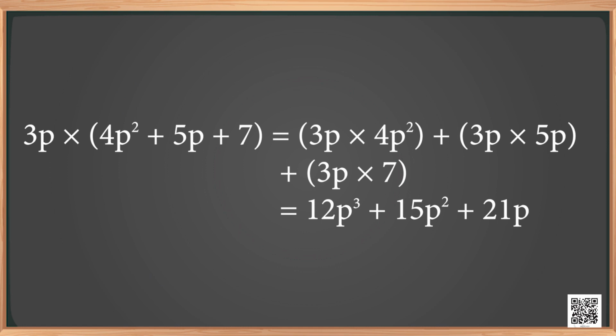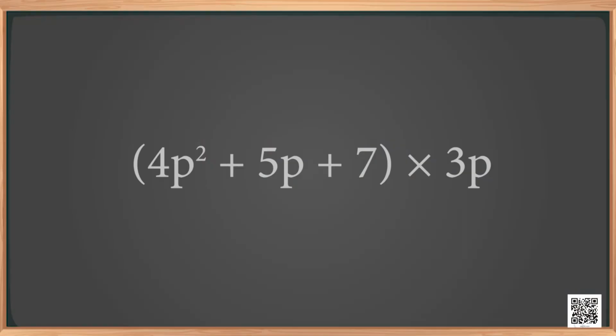Hence, we observe that by using the distributive law, we are able to carry out the multiplication term by term. Now, you try to find the following product by yourself. 4p square plus 5p plus 7 into 3p. Let us summarize what we have learned in today's class.